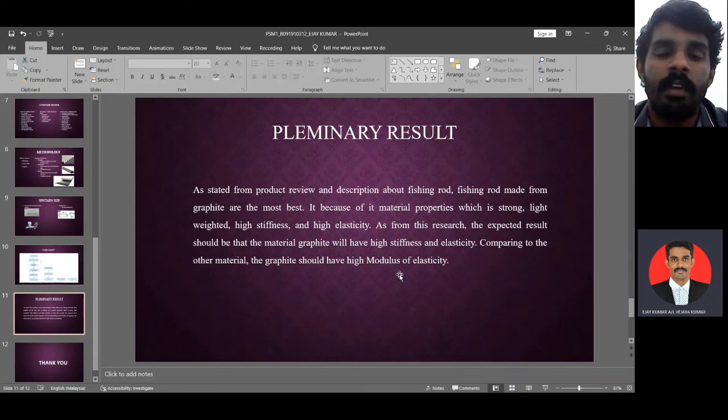These are the preliminary results for my research. As stated from the product reviews and descriptions about fishing rods made from graphite, the fishing rods that are made from graphite are the best. It is because of the material properties, which are strong, lightweight, high stiffness, and high elasticity. From the research, the expected result is that the material graphite will have high stiffness and elasticity compared to the other materials. The graphite should have a high modulus of elasticity.